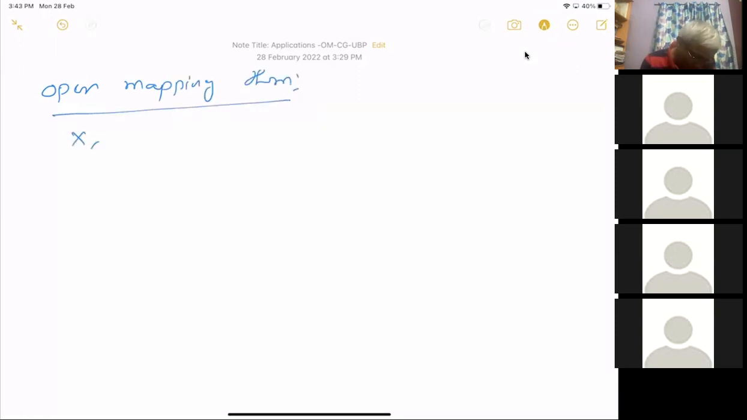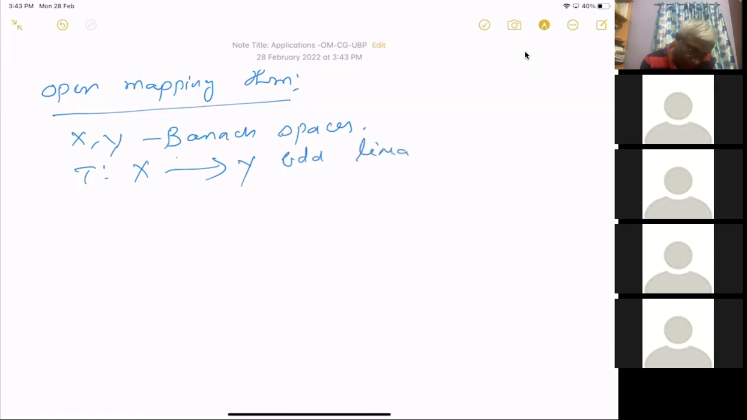So if you have Banach spaces X, Y, and T is a bounded linear map, and it's onto, then T is an open map. That is, it takes open sets to open sets.